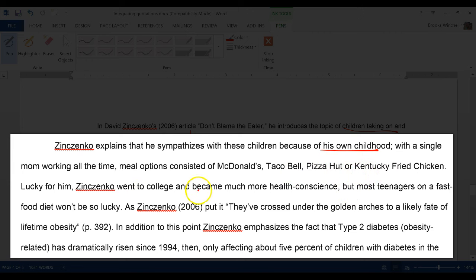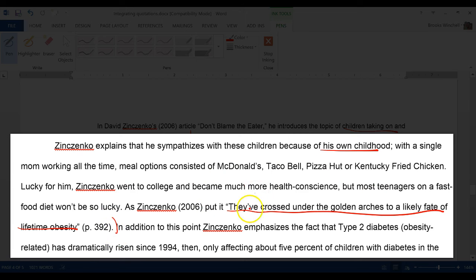Luckily for him, Zinchenko went to college and became much more health conscious, but most teenagers on a fast food diet won't be so lucky. As Zinchenko (2006) put it, they've crossed under the golden arches to a likely fate of lifetime obesity. Page 392. So here's a really nice quote, and look at how she gives us good context. She says, luckily Zinchenko went to college, but for most teenagers they won't be so lucky. As Zinchenko puts it, they've crossed under the golden arches to a likely fate of lifetime obesity.